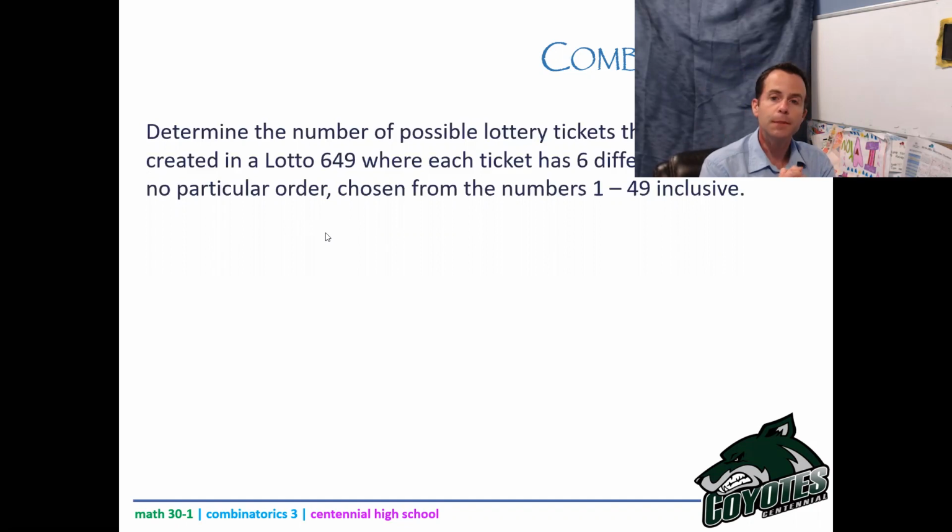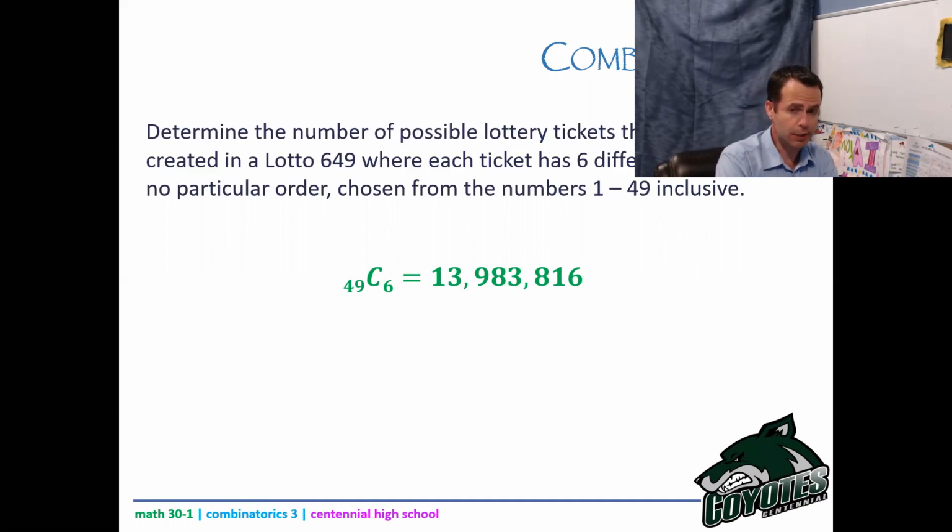But you're picking between the numbers 1 to 49. So there are 49 different things to select from, and then you're choosing 6 of them. The order doesn't matter, so it's a combination. And so you'd be looking at 49 choose 6. Now, type that in your calculator, make sure you're getting the same answer. But essentially, you're getting just under 14 million, okay?